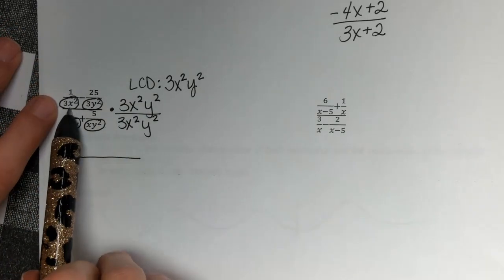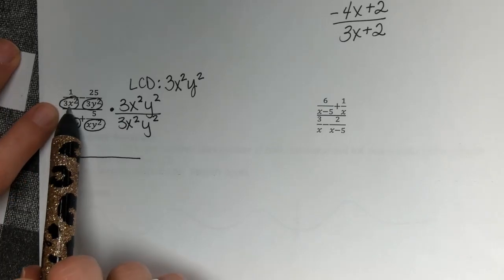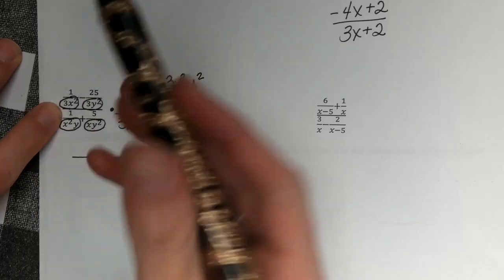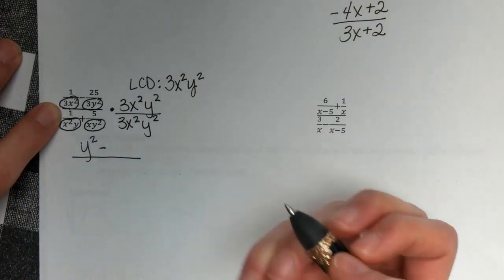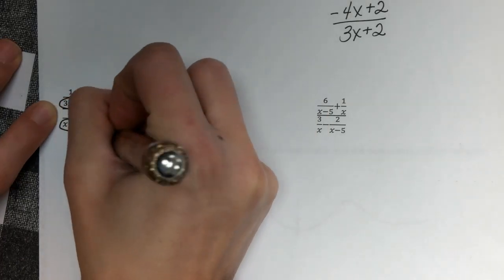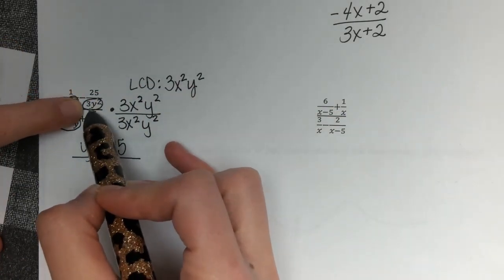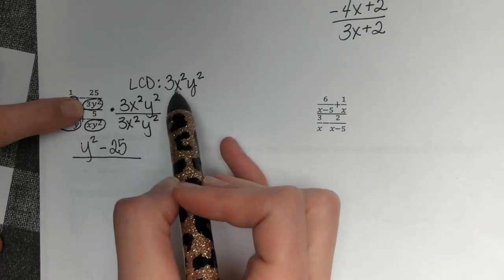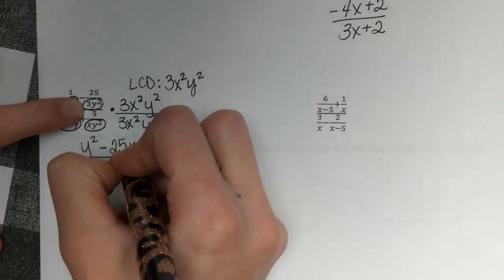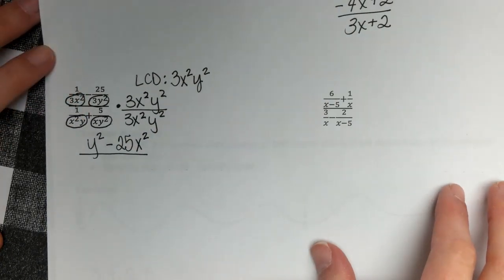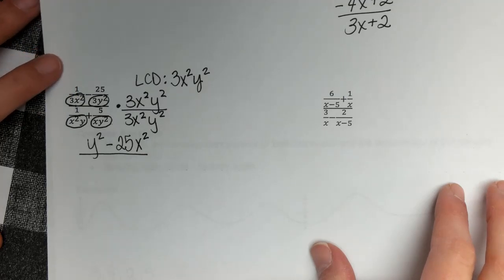Alright, this first fraction in my numerator. What is it missing? Y squared. So 1 times y squared is y squared. Minus, I know I'm going to have a 25, because that's my numerator. 3y squared, what am I missing? X squared. So I multiply that by the 25, 25x squared. Yes, y'all follow me? Okay.